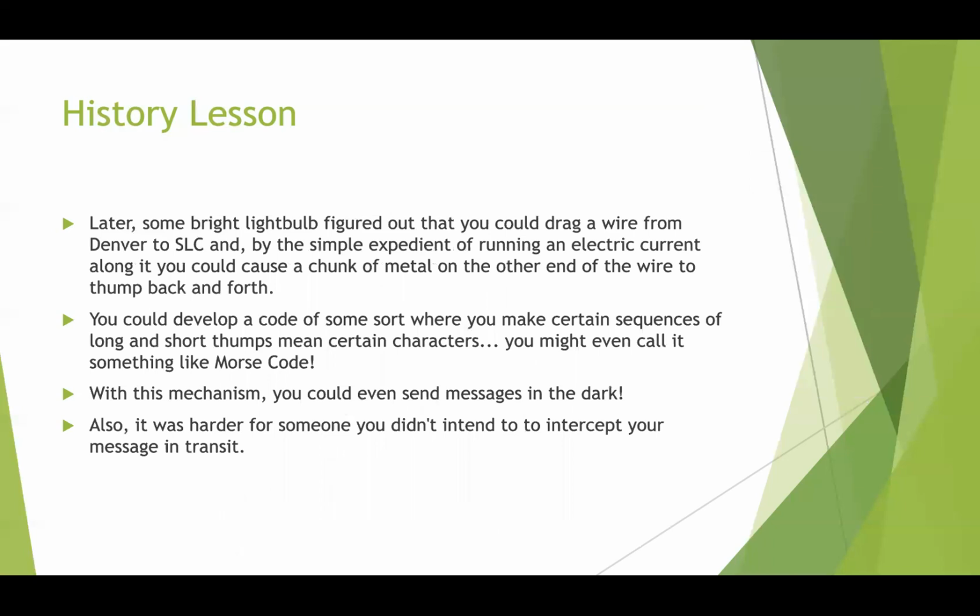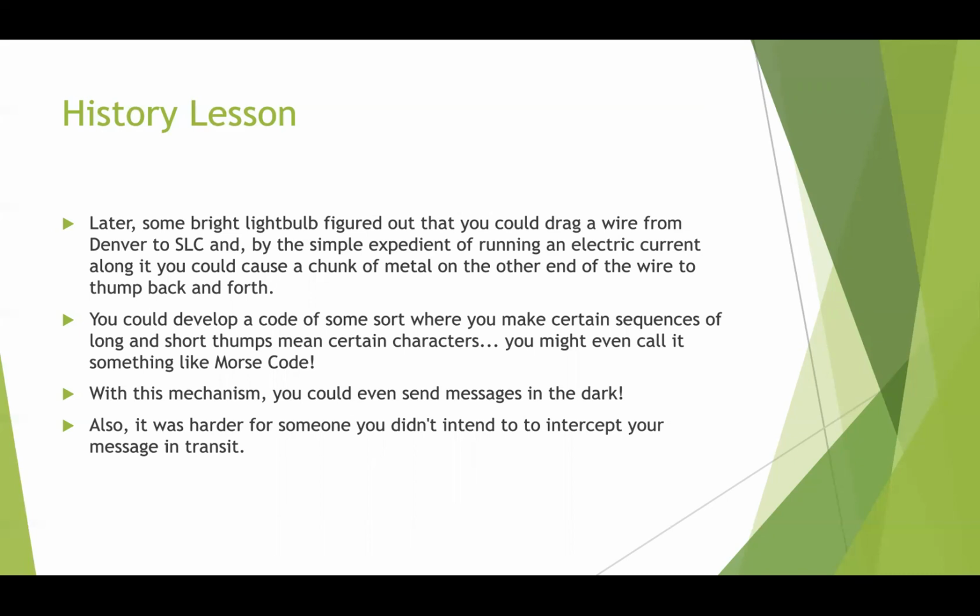Later, some bright light bulb figured out that you could drag a wire from Denver to Salt Lake City and run an electric current down it. When you turn the current on, you could make a little block of metal thump in one direction, and when you turned it off, it would thump in the other direction. By adjusting how many times and how fast and how long those thumps happened, you could send some kind of information back and forth. Then you could come up with sequences of those long and short thumps and call them something like, I don't know, Morse code. With that mechanism, you can send messages even when the sun's not shining and you can't see the semaphore, right? So it was kind of a cool thing.